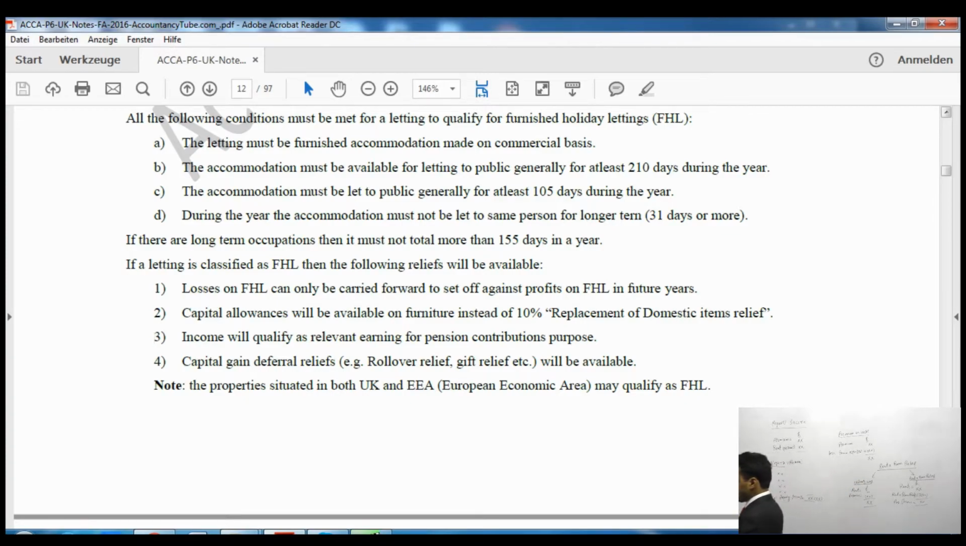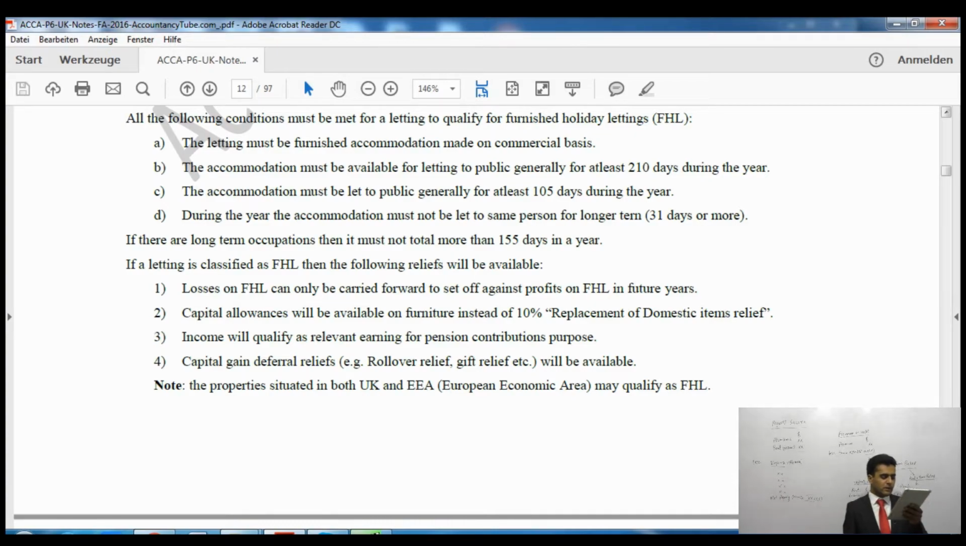Then it says accommodation must be let to the public for 105 days. Now, what is the difference between this one and the previous one? In the first one, it said that it must be available for letting for 210 days. The second one says it must actually be let for 105 days, which is half of 210. All right. So it must be available for letting for 210 days, but it must actually be let for half of those days, which is 105.